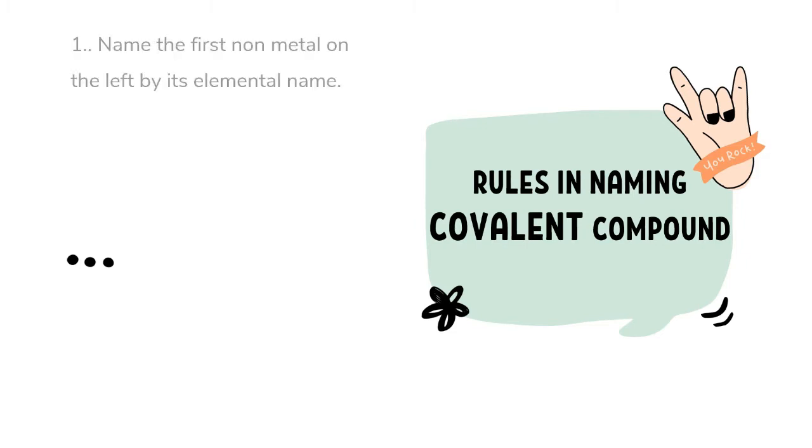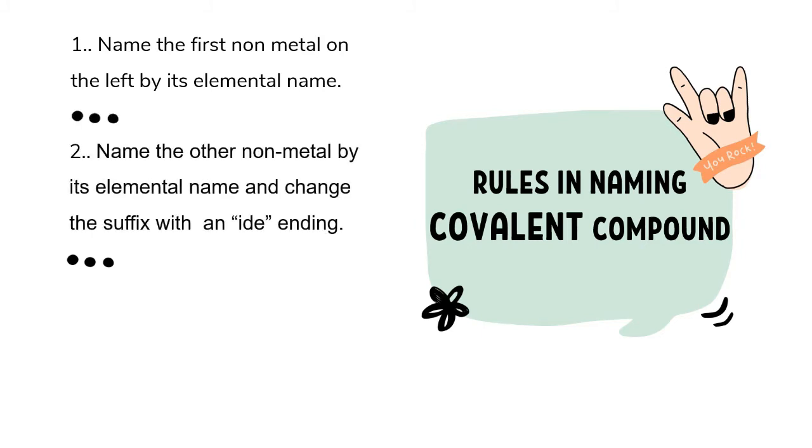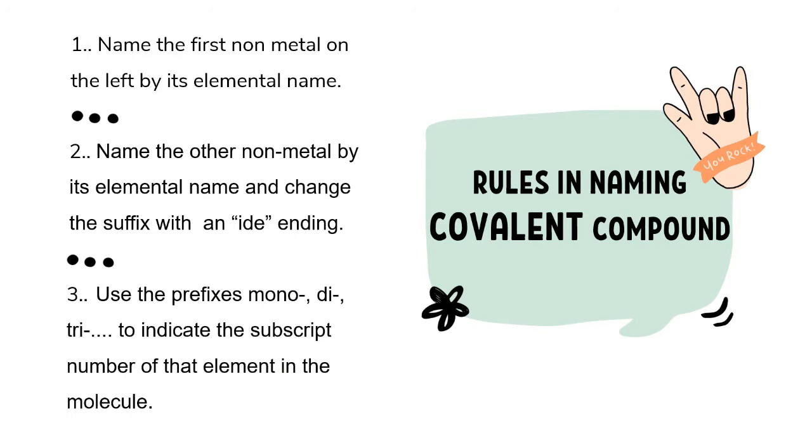The first rule: name the first non-metal on the left by its elemental name. The second rule: name the other non-metal by its elemental name and change the suffix with an IDE ending. And the third rule: use the prefixes mono, di, tri, etc. to indicate the subscript number of that element in the molecule.